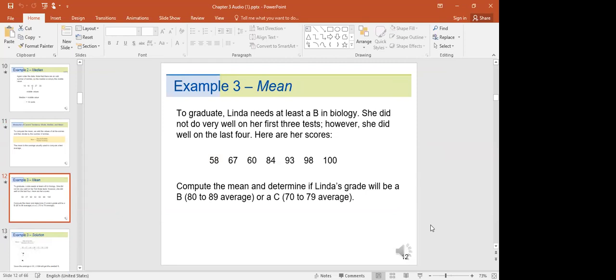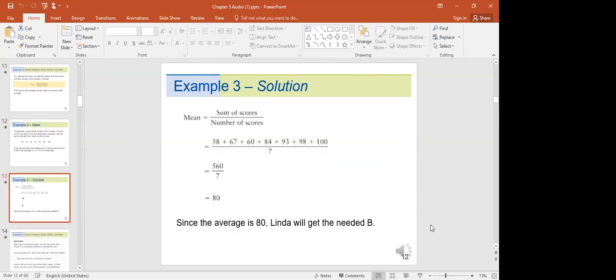So to get a B, she needs to score between 80 and 89. Or a C is between 70 and 79. To find the average, we will add these numbers. We add the 7 numbers and divide by 7 to get 80. So she makes a B.